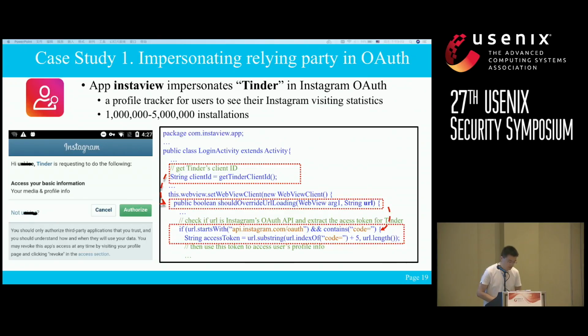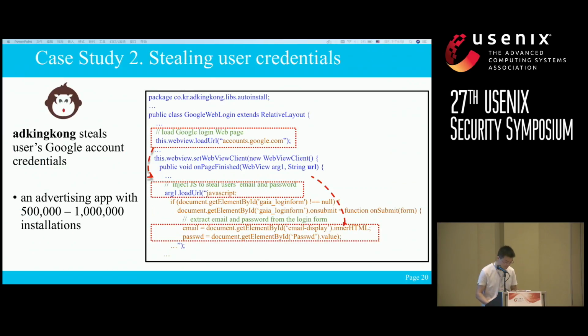Okay, case 1 is an app named InstaView that impersonates Tinder in Instagram OAuth. Tinder here is a very popular app, in this case the victim app. This app InstaView uses Tinder's client ID to do OAuth, and when the OAuth server responds with the access token for Tinder, it just intercepts the web address to extract the access token, and then it uses the access token to access users' sensitive information.